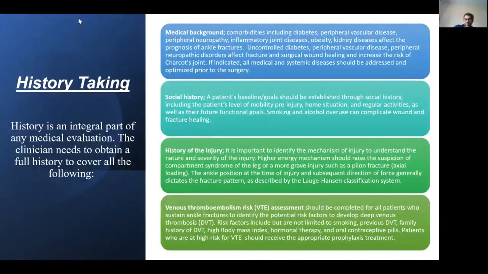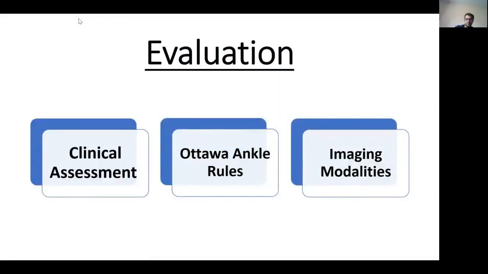In history taking, we also have to assess the venous thromboembolic risk, because this should be completed for all patients who sustain an ankle fracture to identify potential risk factors for developing DVT. Risk factors include, but are not limited to, smoking, previous DVT, family history of DVT, high BMI, hormonal therapy, and oral contraceptive pills. Patients at high risk of VTE should receive appropriate prophylaxis treatment.